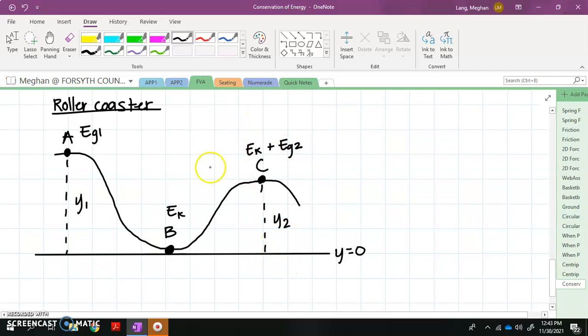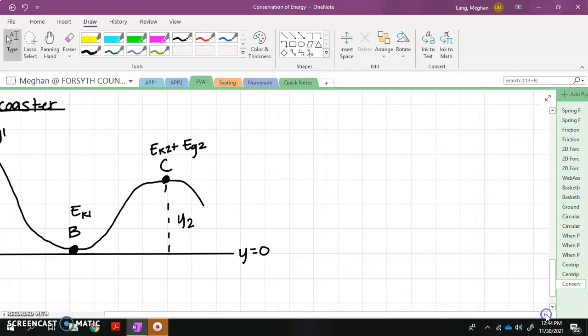Okay? So if I look at these two kinetics, those would not be equal either. EK at B would be greater than EK at C, because at C, I have some kinetic and I have gravitational. So my energy is being split between two different types, where at B, I only have EK. So I'm going to label this one EK1, this one EK2, and those are two different values.